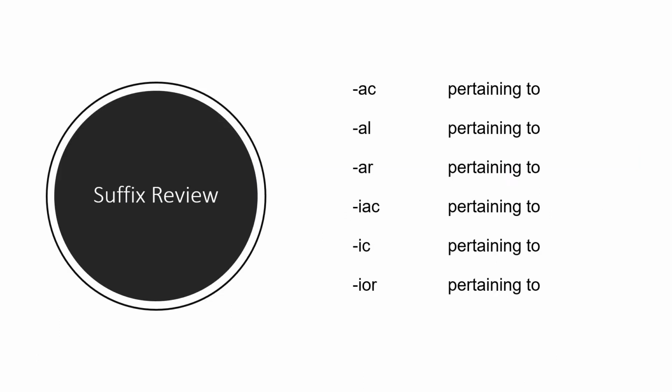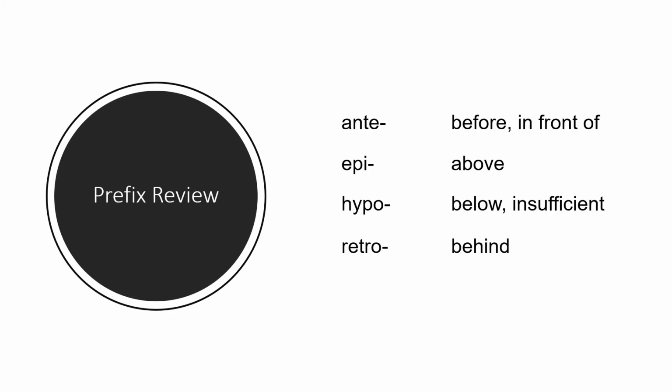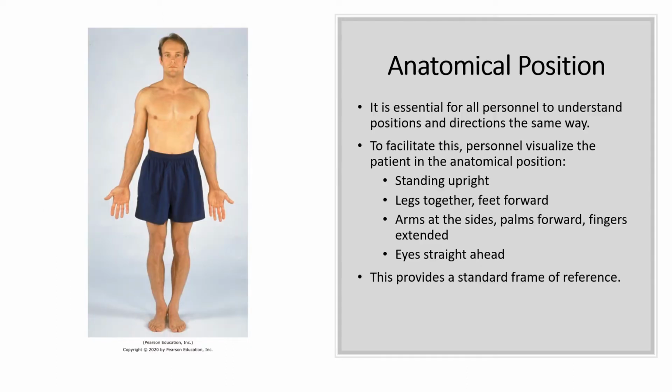Let's review some suffixes as well because you're going to need these suffixes to create anatomical terms. So all of these suffixes mean pertaining to: ac, al, ar, iac, ic, and ear. And there are going to be a few prefixes that are also going to help you when you're creating anatomical terms. Ante means before or in front of. Epi means above. Hypo means below or insufficient. And retro means behind.